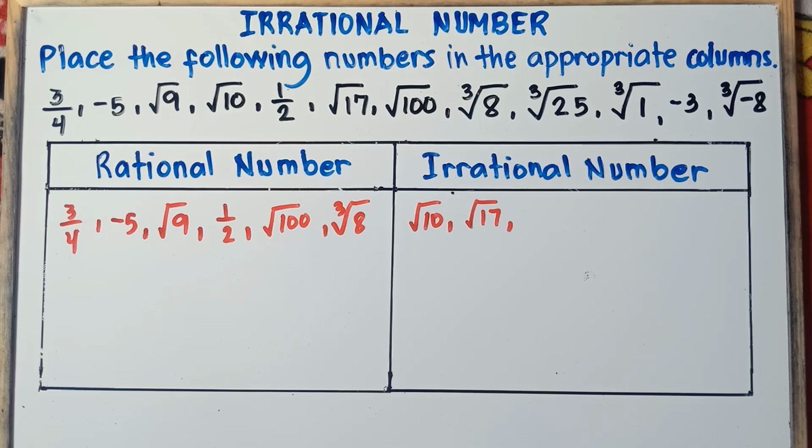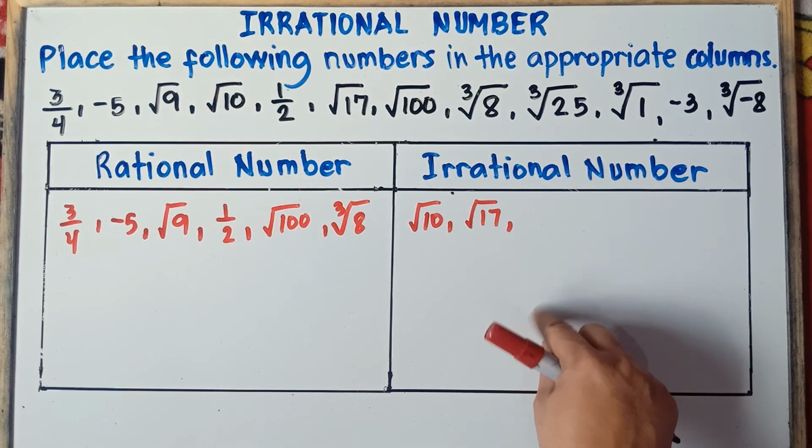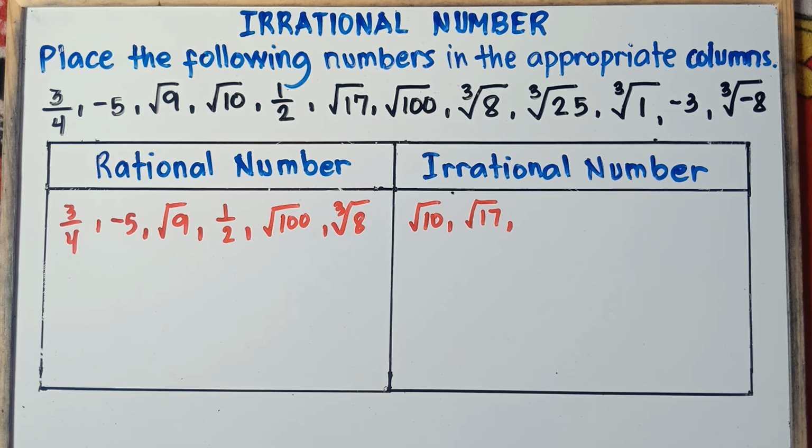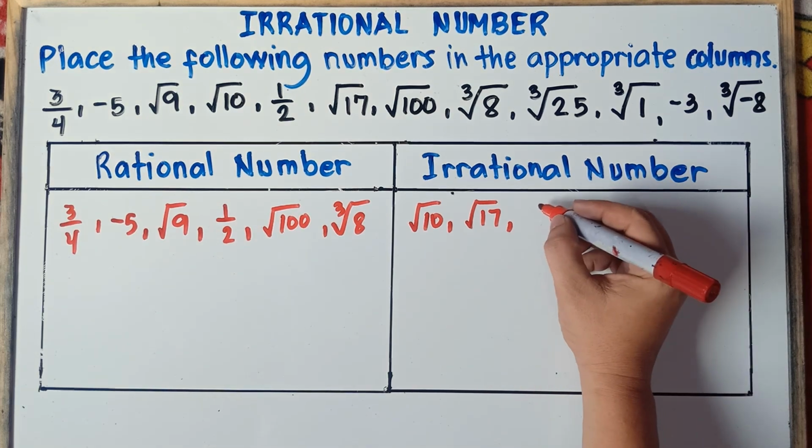For 2, 2 times 2 times 2, that's 8. For 3, 3 times 3 times 3, that's 27. So therefore, we don't have a cube root of 25. 25 is not a perfect cube. Our answer, class, we get a non-terminating decimal. So therefore, this is an irrational number.